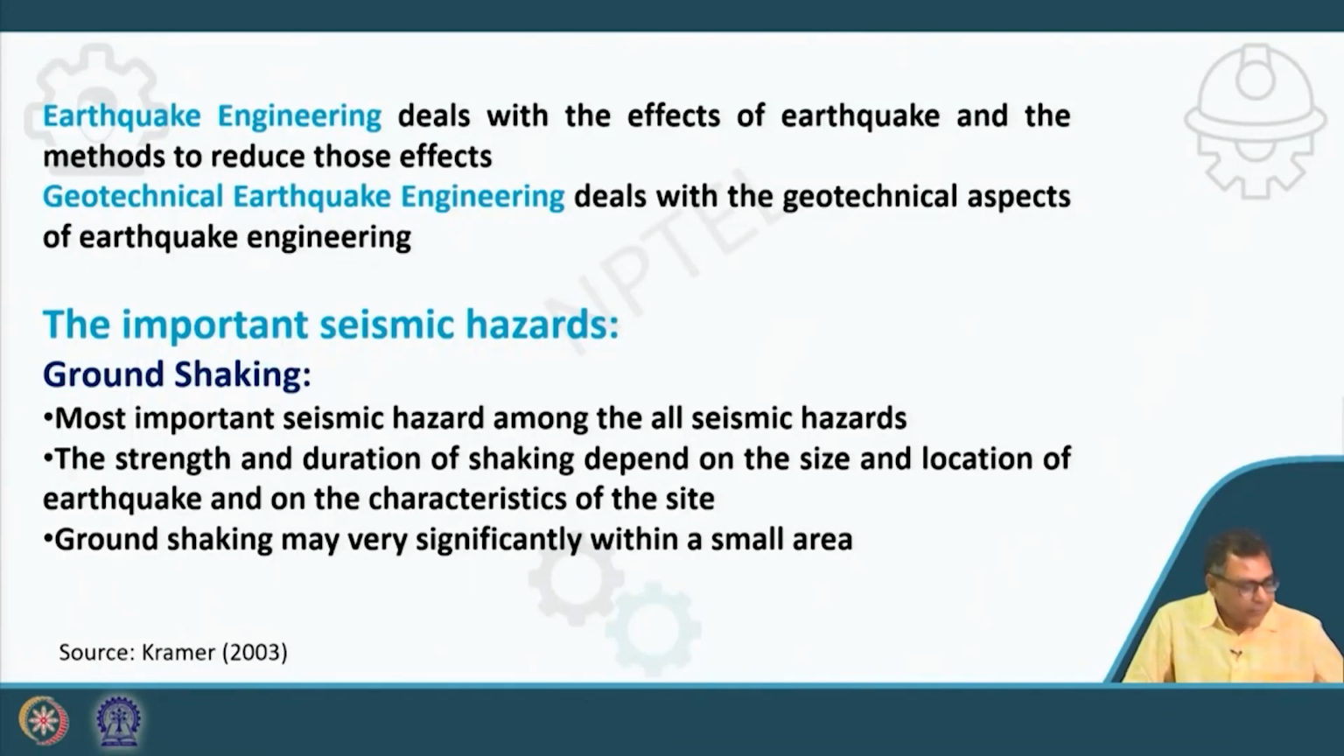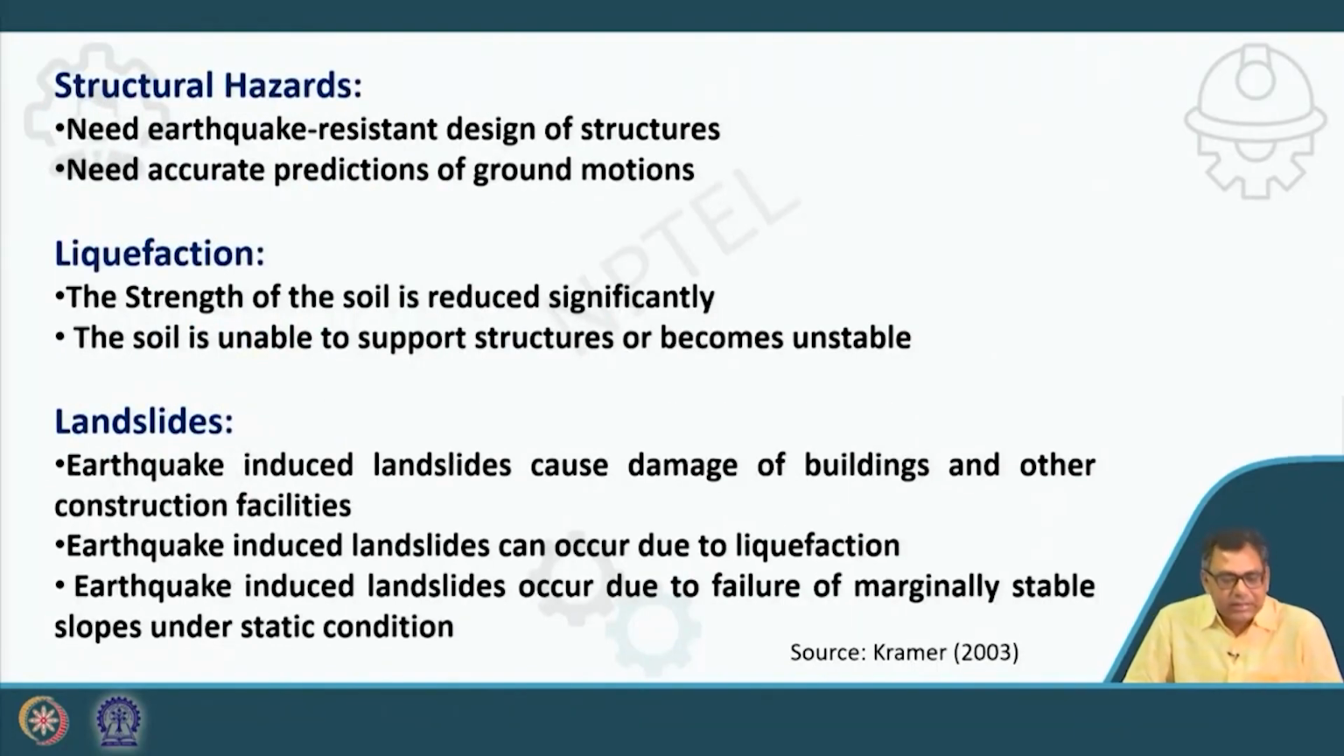So that's why ground shaking may vary significantly within a small area because of the change in the characteristics of the site. Now next hazard is the structural hazard. The structural hazard means when there is shaking, we have to design our building in such a way that it is earthquake resistant. To design this earthquake resistant structure, we need accurate prediction of ground motion, so we have to accurately predict the ground motions.